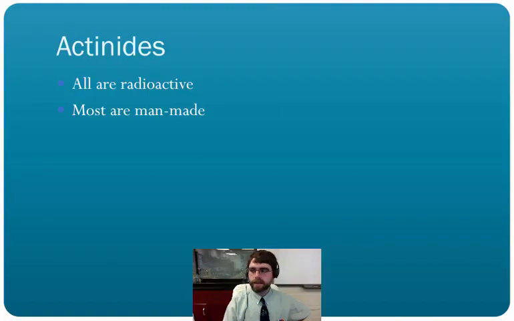The actinides underneath them are all radioactive, and most of them are man-made. Most of them were discovered later on. These groups are also known as the inner transition metals sometimes, or just the rare earth metals, both of them together. But the lanthanide series and the actinide series are a subgroup of the transition metals.